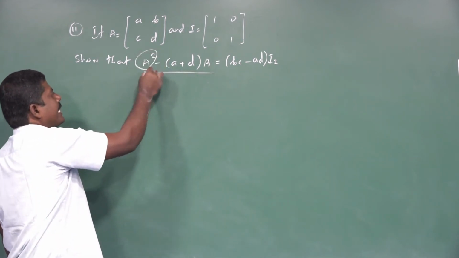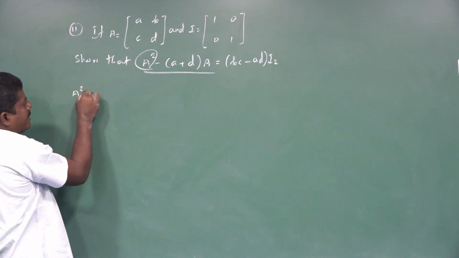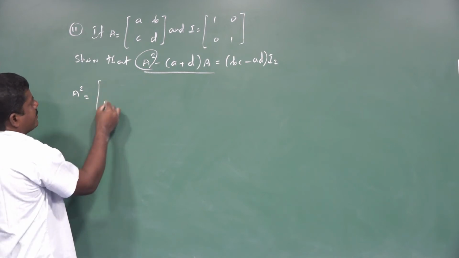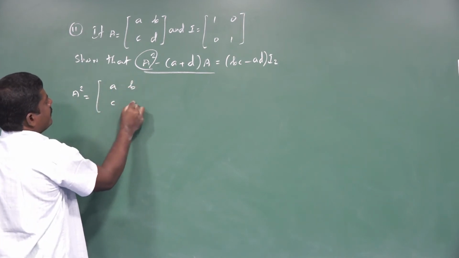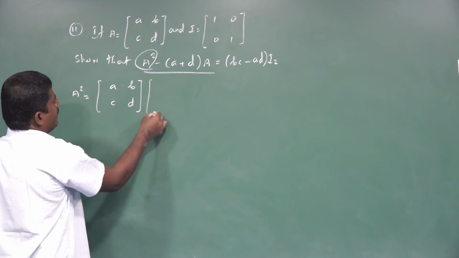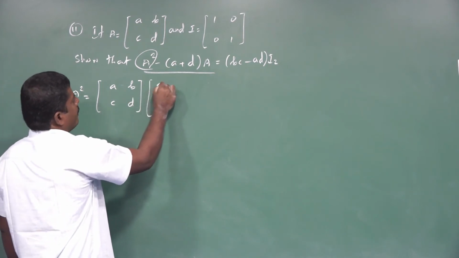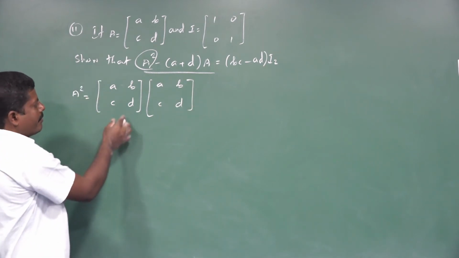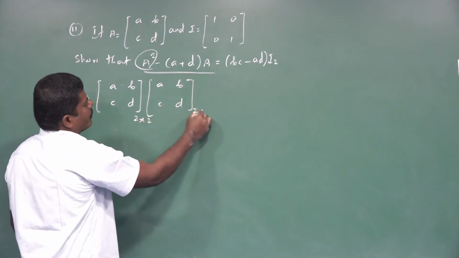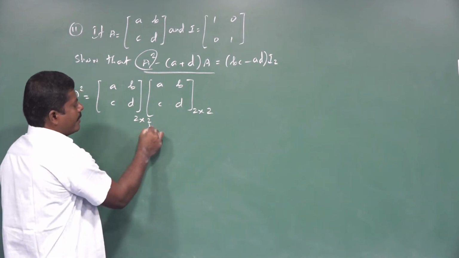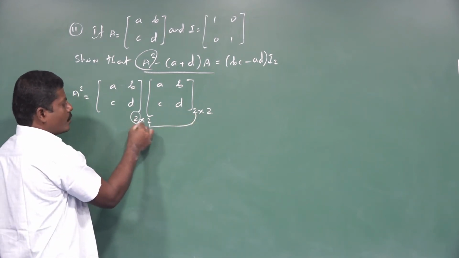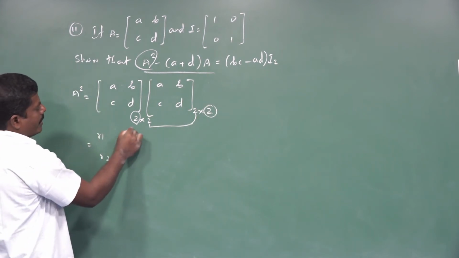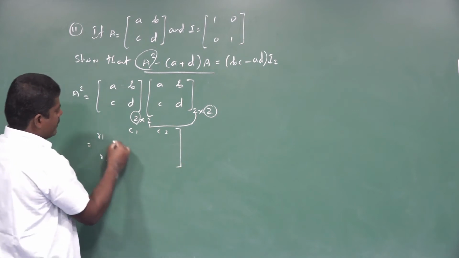First we want to find out A square. A square is nothing but A multiplied by A. Take matrix A with entries A, B, C, D, and again write matrix A with entries A, B, C, D. Understand? The order of our first matrix is 2 by 2, and here also 2 by 2, so multiplication is possible. Our result order is 2 rows and 2 columns.